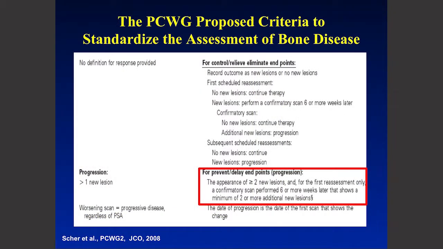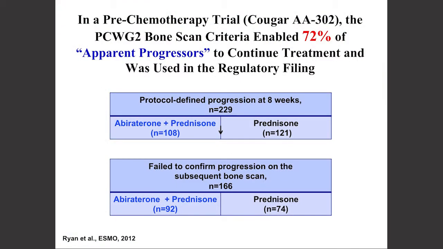So one of the things we built into our guidelines, we said, okay, you may see 2 lesions at your first follow-up scan, but in some cases that's actually healing or pseudoprogression. And this was a very important component of the COU-AA-302 pre-chemotherapy trial, because in point of fact, when they looked at the first follow-up scan, there were 229 patients where the first scan looked worse.